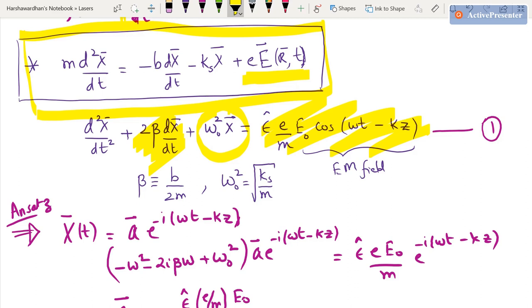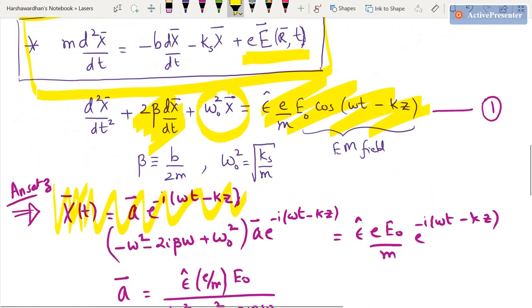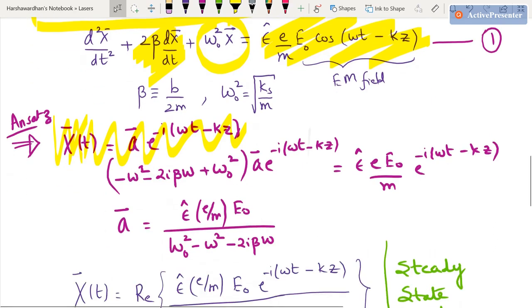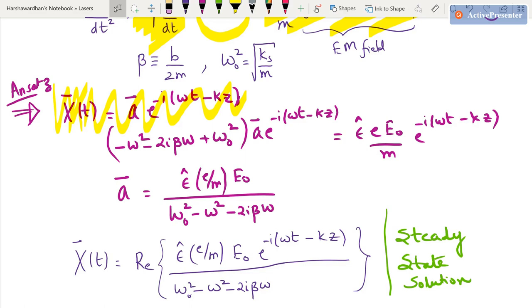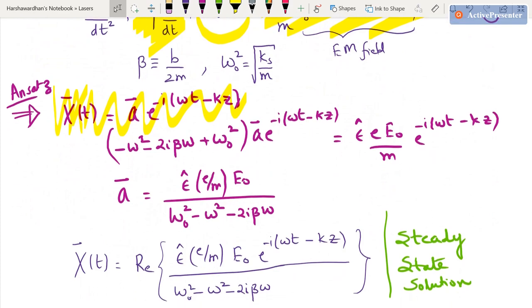It's a driven oscillator. So to figure out the inhomogeneous part of the solution, what I consider is this ansatz, which I have written down here, right? This ansatz is basically telling me that x of t is some vector A, which I want to determine, and the time dependence is of this kind, exponential of minus i omega t minus kz, which is precisely the harmonic dependence of the electromagnetic wave, right? That's the drive. So hence the solution also will be at the same frequency. So I plug this x of t form into my equation number one, and I get this algebraic relationship, right? You can check this for yourself.